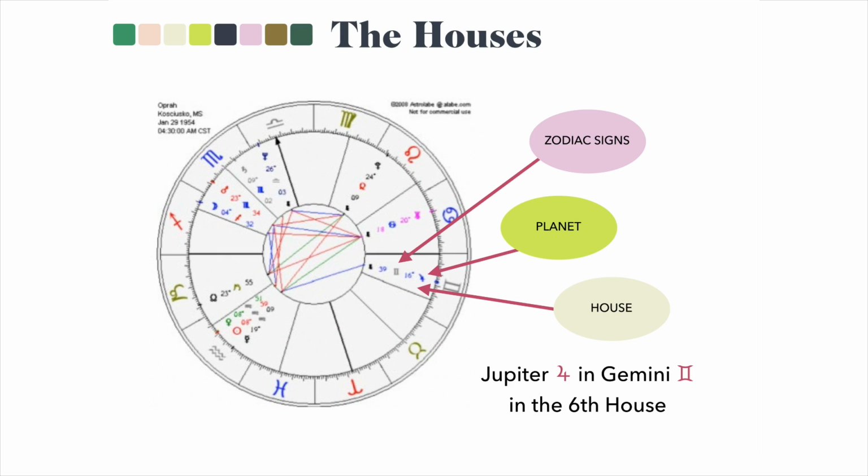So back to Oprah. Here you can see the house. We were looking at the same planet and zodiac sign. We have Jupiter in Gemini, and it's in her 6th house. I'm sorry that this is not a numbered wheel, but you start with the 9 o'clock and count counterclockwise.